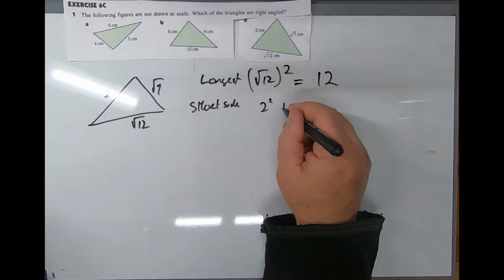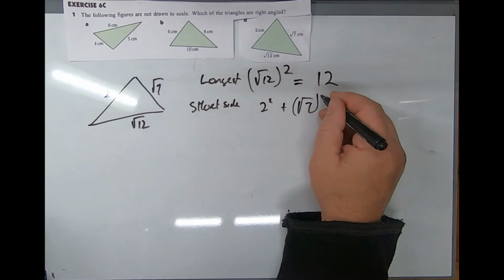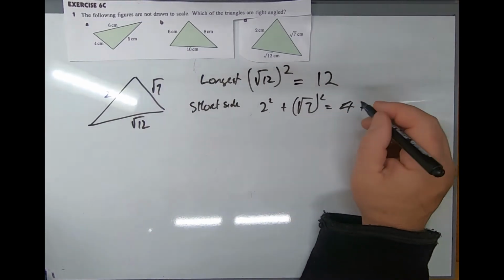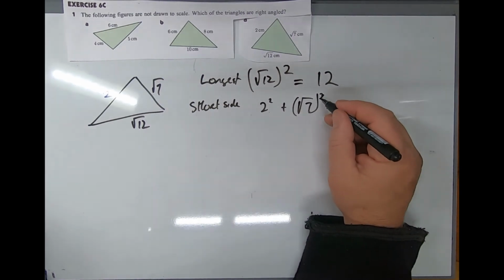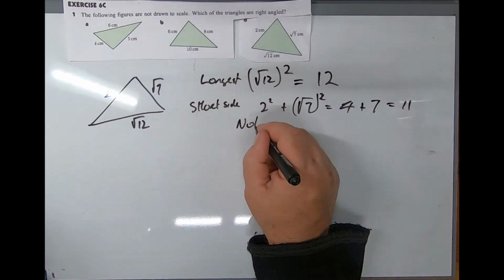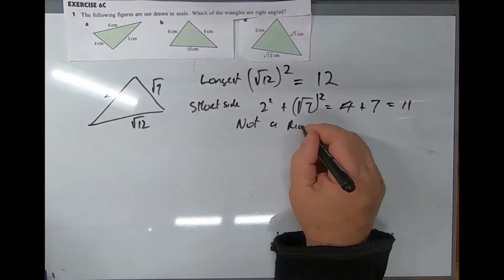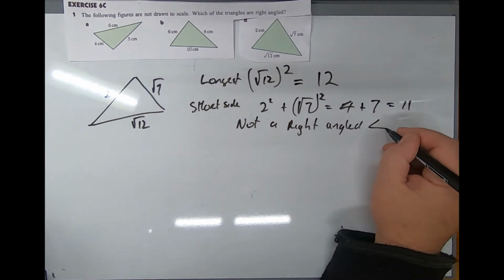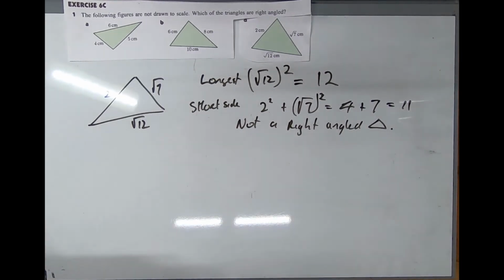So it's 2 squared plus the square root of 7 squared. 2 squared is 4. Plus the square of the square root of 7 is 7. So it's not a right-angled triangle. Boom.